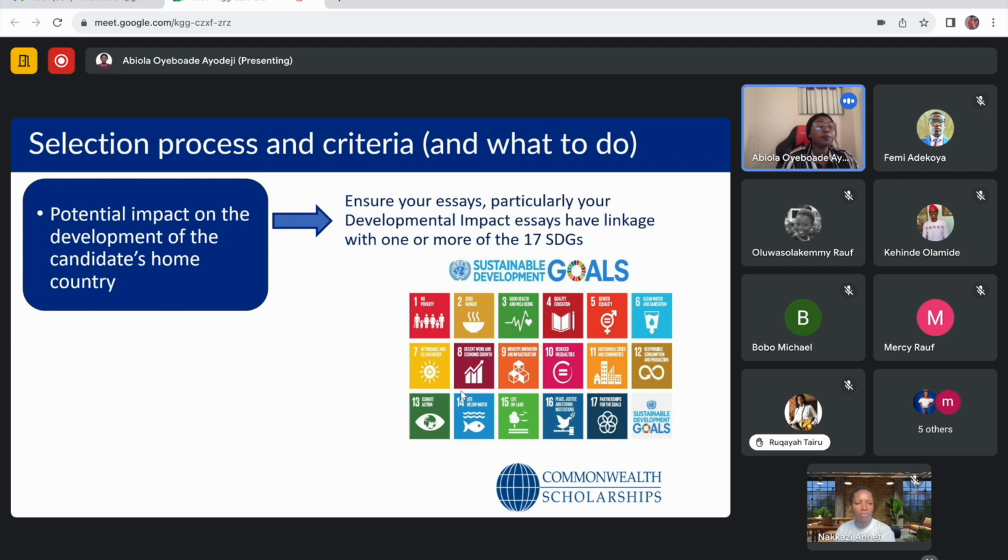This is something people are trying to find solutions to. So if whatever you are studying or whatever you intend to do can find expression there, that means you are contributing your quota in achieving these goals, which is a good one.